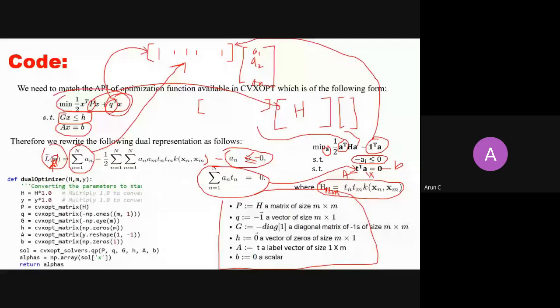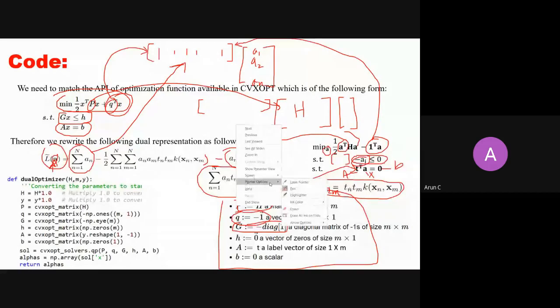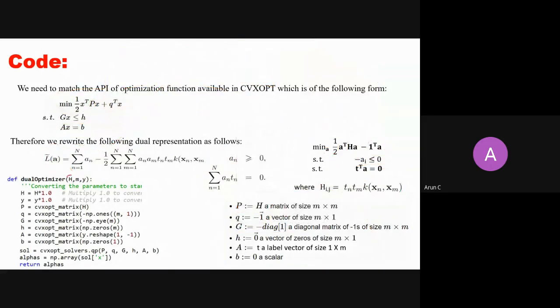So my P is nothing but H, Q is nothing but a negative of the 1 vector, G is nothing but a diagonal matrix of negative 1s, right? So if it is negative AI, and you multiply it with a diagonal matrix, you can just plug and play it, you will be able to understand it, right? Once you know what your P, Q, G, H and A are, you need to just send it here, right?